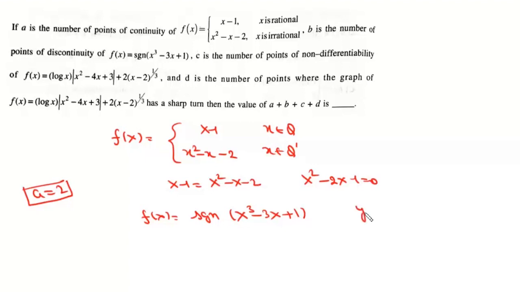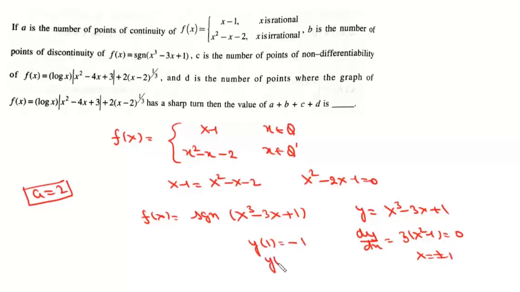Now if we look at this cubic function, which is y equals x cube minus 3x plus 1, then dy by dx is 3x square minus 1. Now it has 2 critical points, x equals plus 1 or minus 1. Now y at 1 will be minus 1, and y at minus 1 will be plus 3.